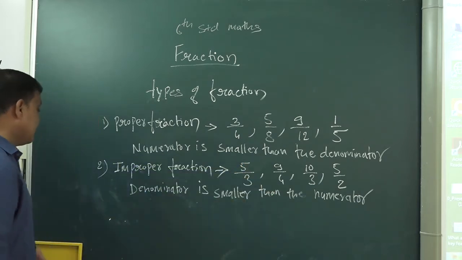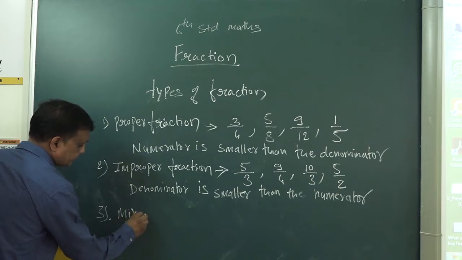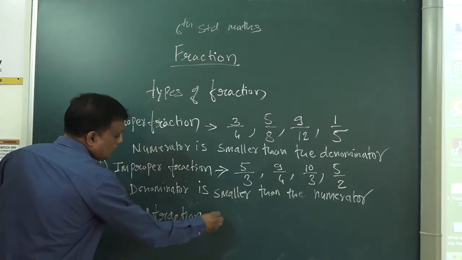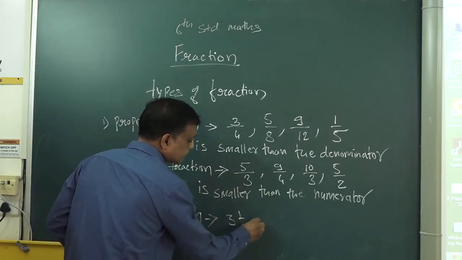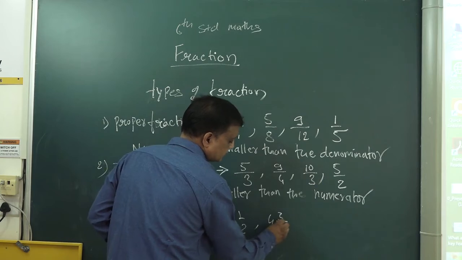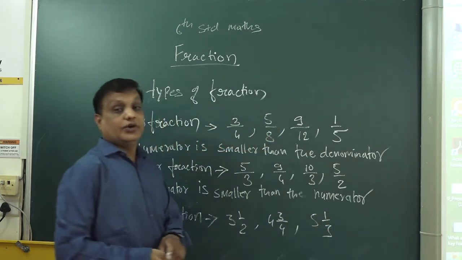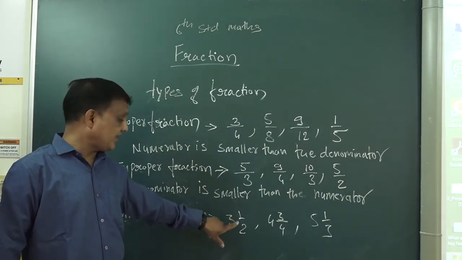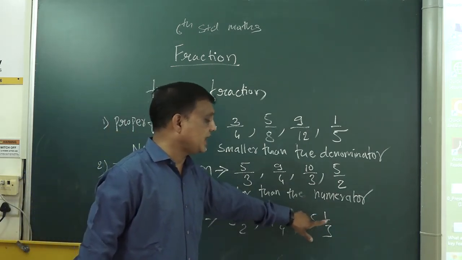The third one is mixed fraction. Now what is a mixed fraction? Here I am writing some examples. Now here what have I written? A whole number and a fraction.